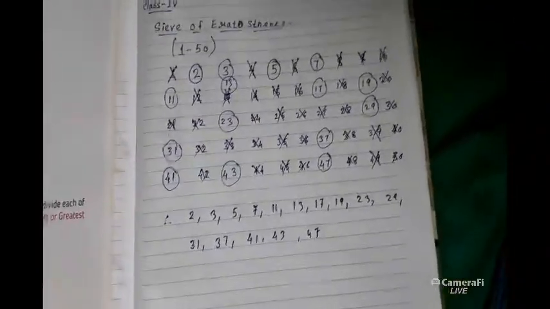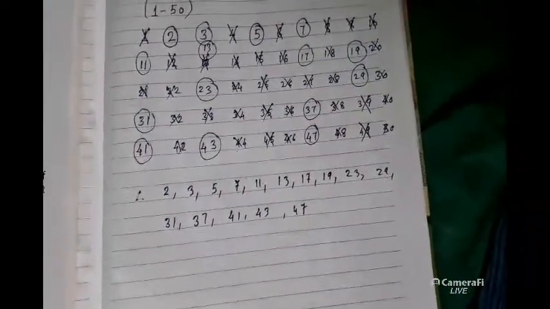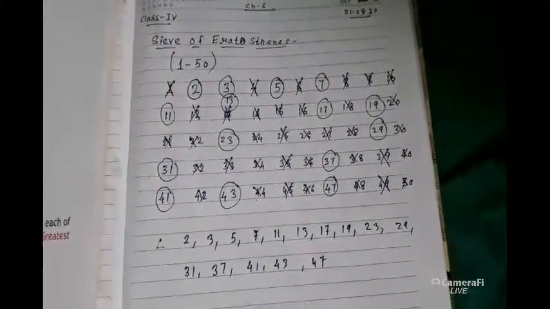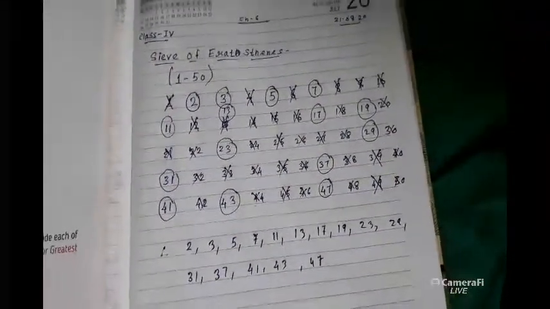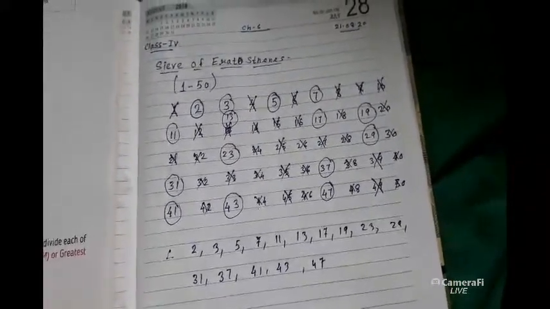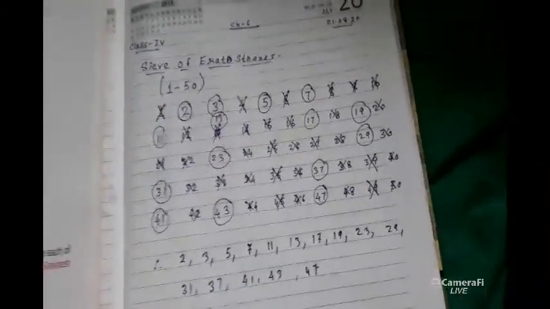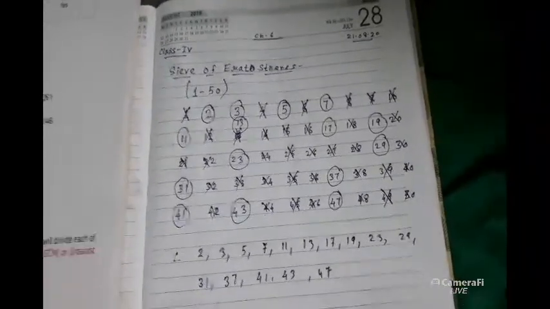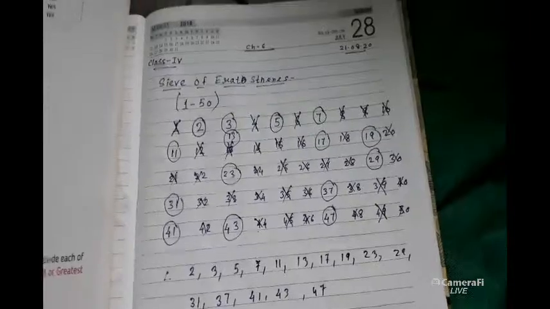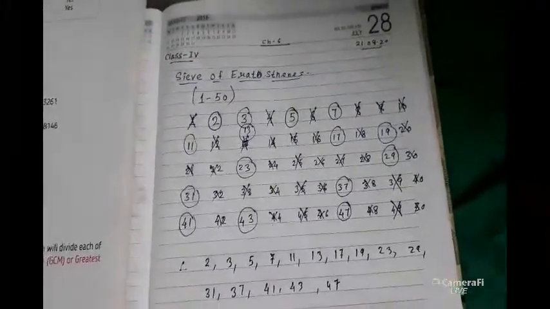Okay, so this is the way to find the prime numbers. If you are unable to find the prime numbers, then you may find them this way. First of all, we write 1 to 50, then we cross 1 and encircle 2. Why are we crossing 1? Because 1 is not a prime number, so we directly cross 1. Then we encircle 2 and cross all the numbers that are divisible by 2.